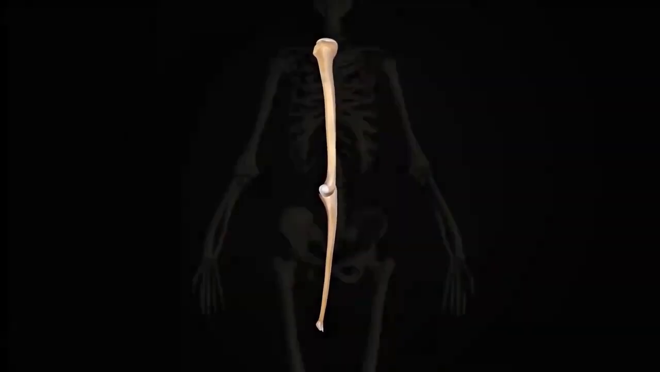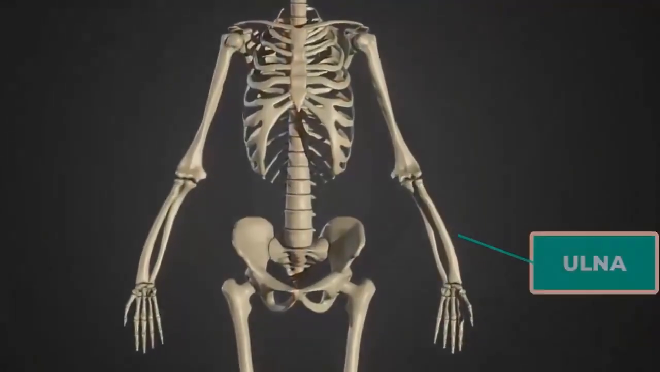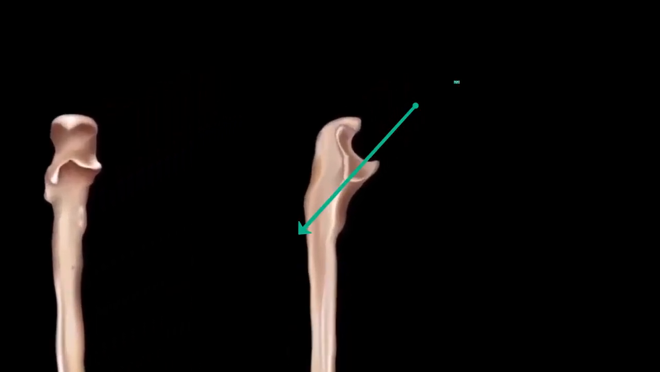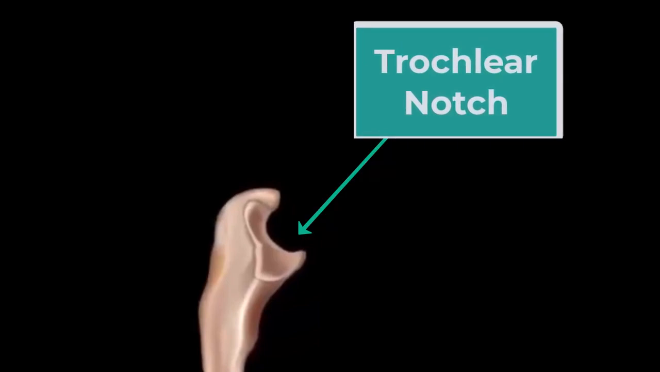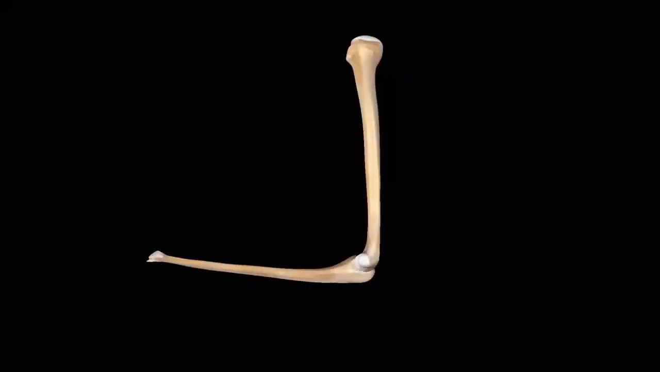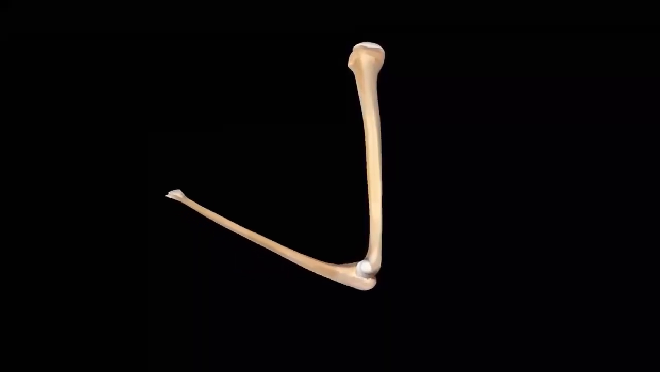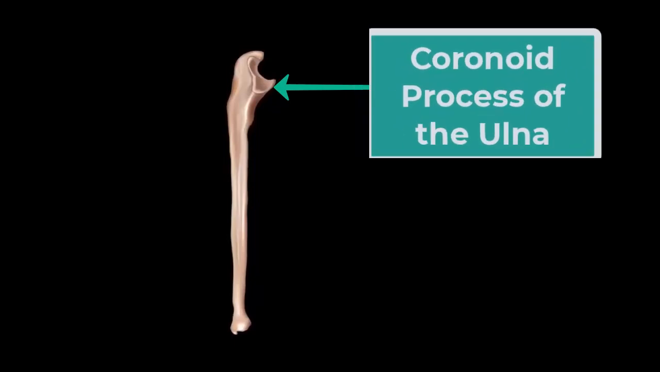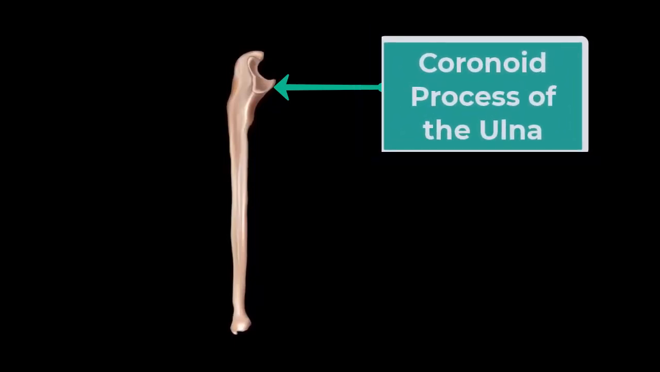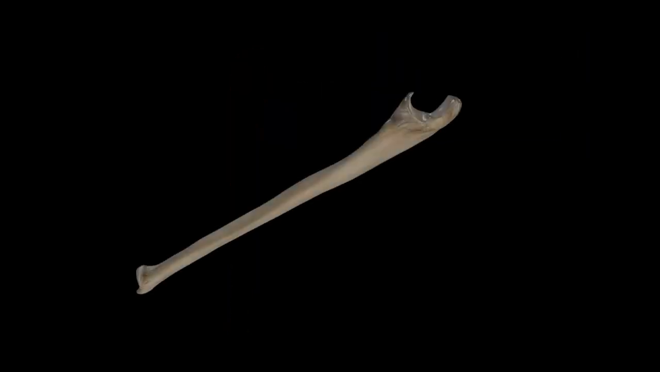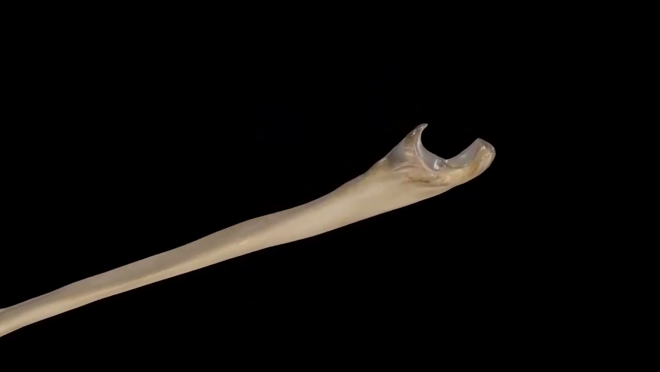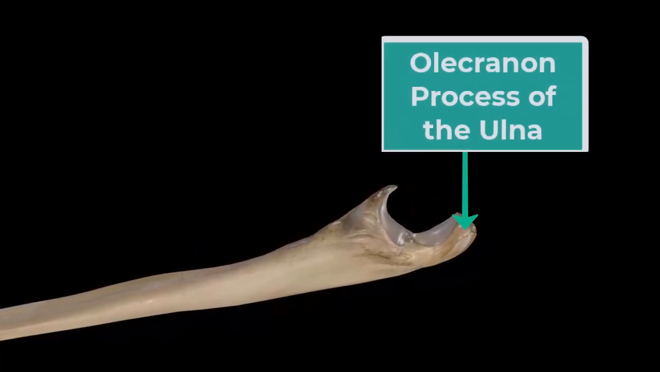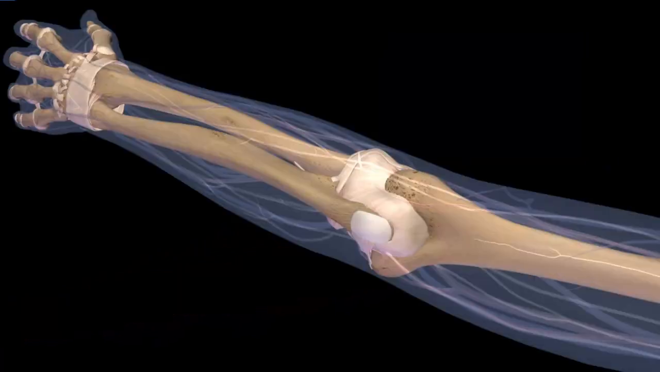The ulna is the medial bone of the forearm. The proximal end of the ulna resembles a crescent shape with the C-shaped trochlear notch. This region articulates with the trochlea of the humerus as part of the elbow joint. The inferior margin of the trochlear notch is formed by a prominent lip of bone called the coronoid process of the ulna.